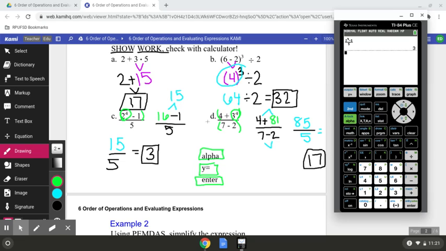So for the second one, for D, we're going to do alpha y equals enter again. And we're going to type in 4 plus 3 raised to the 4th power. And now we're going to arrow to the bottom of our fraction. Notice the blinker now is on the bottom. We have 7 minus 2. Hit enter, and we get 17, which is what we got when we did it by hand. Okay, so this is, again, your check. Use the calculator to check your work.